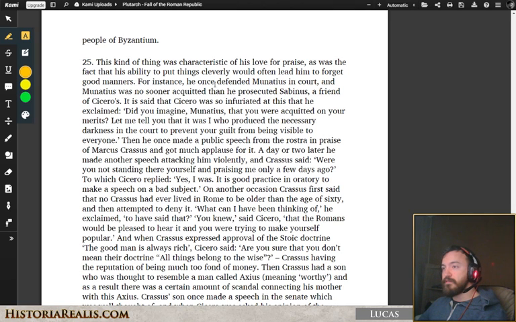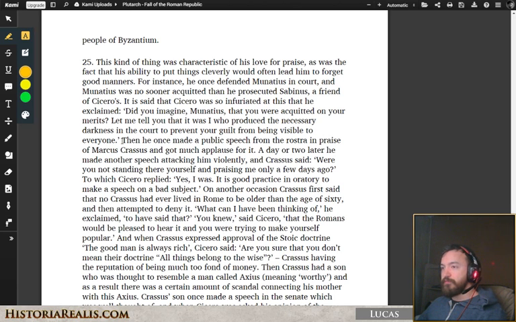For instance, he once defended Munatius in court, and Munatius was no sooner acquitted than he prosecuted Sabinus, a friend of Cicero's. It is said that Cicero was so infuriated at this that he exclaimed, "Did you imagine, Munatius, that you were acquitted on your merits? Let me tell you that it was I who produced the necessary darkness in the court to prevent your guilt from being visible to everyone."